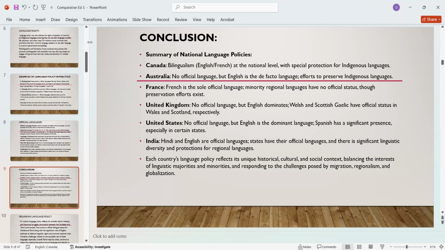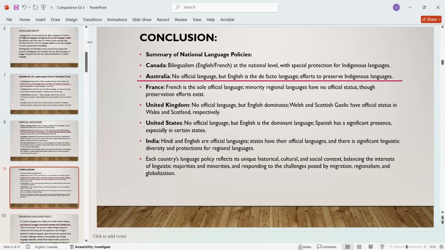So Canada has two official languages, English and French, but they are using bilingualism to connect those at the national level, with special protection for indigenous languages. Australia has no official language, but English is the de facto language, with efforts to preserve indigenous languages. France, French is the sole official language. Minority regional languages have no official status, though preservation efforts exist.